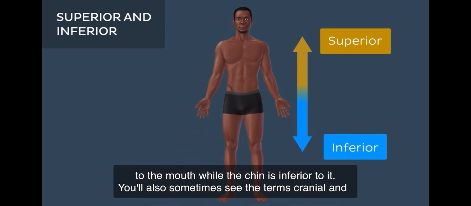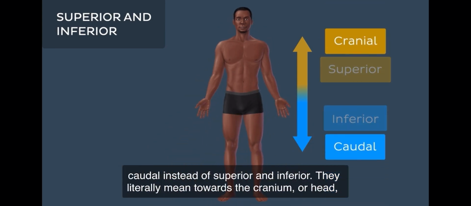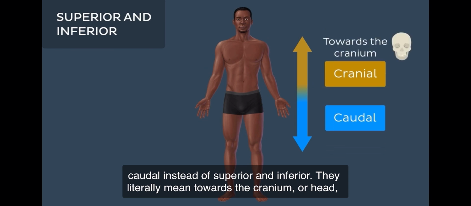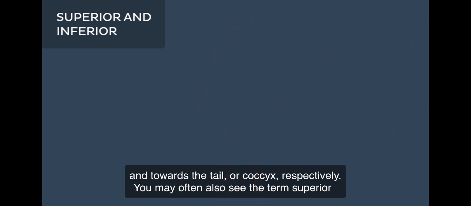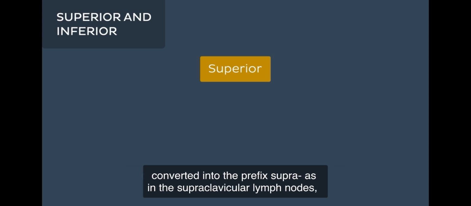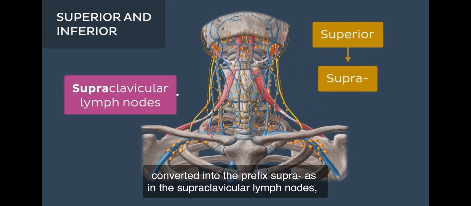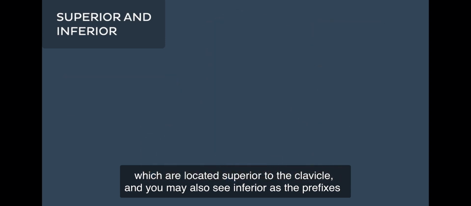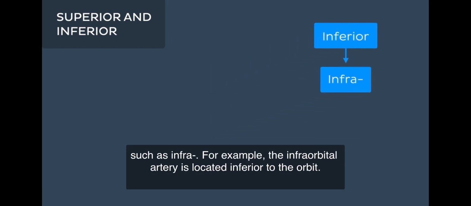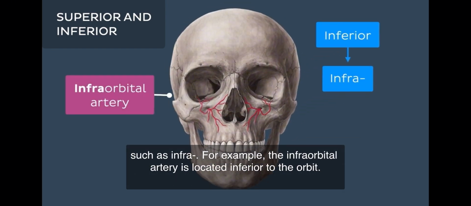You'll also sometimes see the terms cranial and caudal instead of superior and inferior. They literally mean towards the cranium or head and towards the tail or coccyx, respectively. You may often also see the term superior converted into the prefix supra, as in the supraclavicular lymph nodes, which are located superior to the clavicle. And you may also see inferior as prefixes such as infra. For example, the infraorbital artery is located inferior to the orbit.